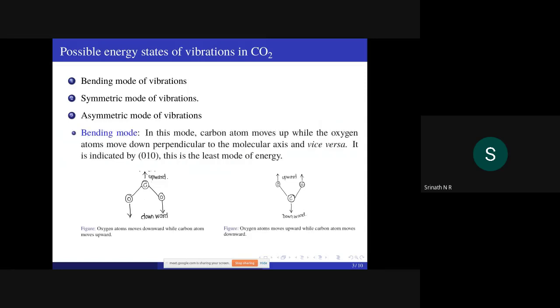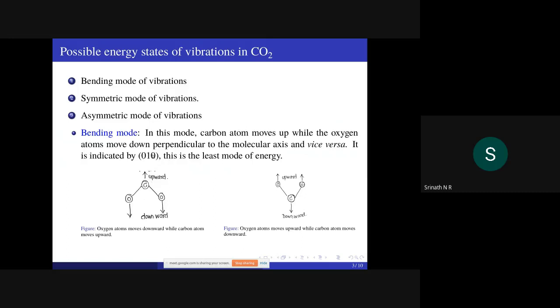First we go with bending mode of vibration. In this mode of vibration, the carbon atom moves up while the oxygen atoms move downward, perpendicular to the molecular axis, and vice versa. It is indicated by 0, 1, 0. This is the least mode of energy.